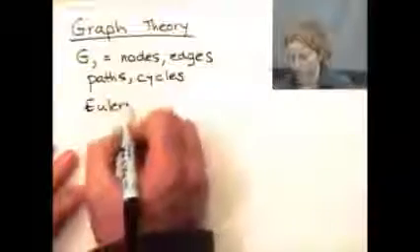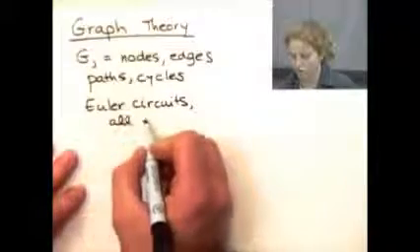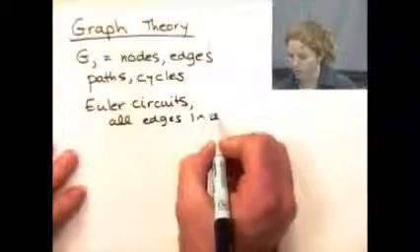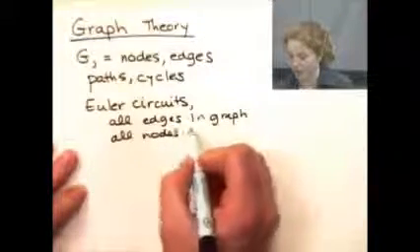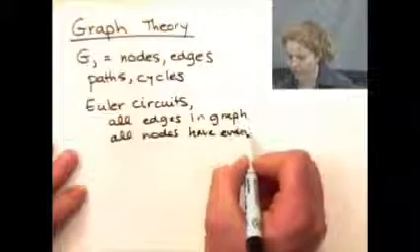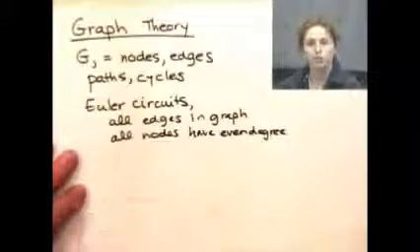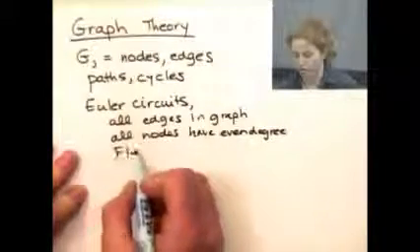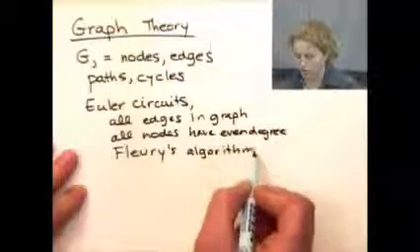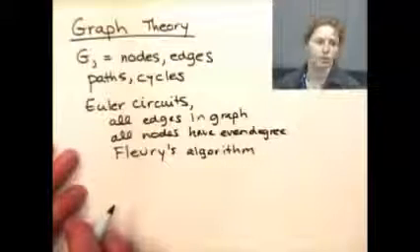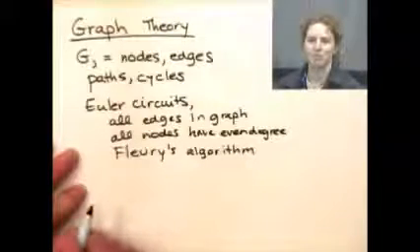We have Euler circuits, which use all edges in a graph. And all nodes have to have even degree. And if they do, there's always an Euler circuit. And the algorithm to find an Euler circuit is called Fleury's algorithm. And that's basically a random add an edge, unless you can't, algorithm.